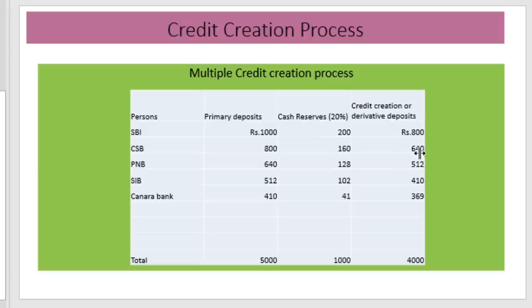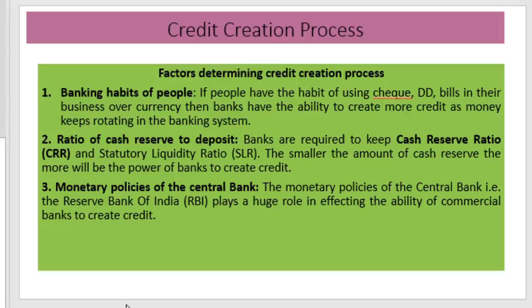Then suppose C deposits this amount with Punjab National Bank. Then 640 is deposited with Punjab National Bank. Then after keeping the reserve, the Punjab National Bank can give a loan of 512 to another person. This is the process. This process of credit creation in the banking system as a whole is known as multiple credit creation process. And it is not possible to create the credit as we have shown.